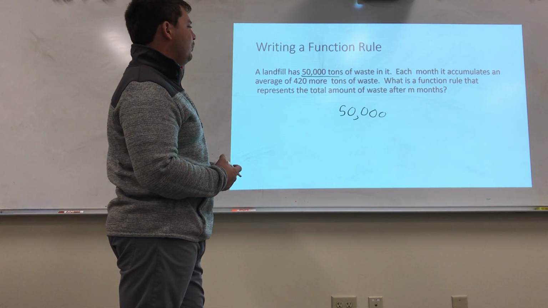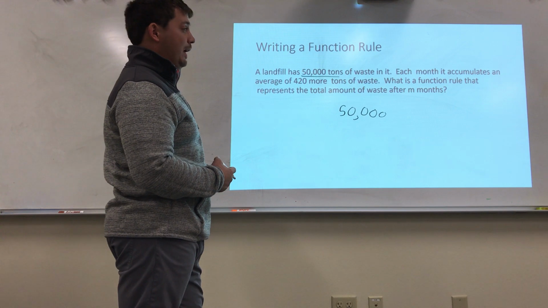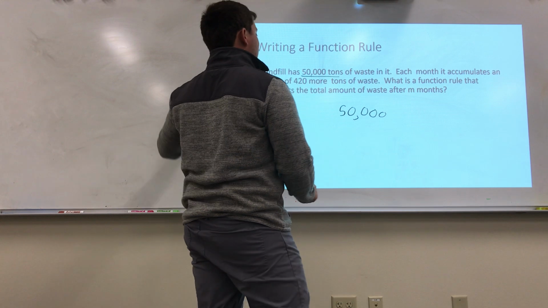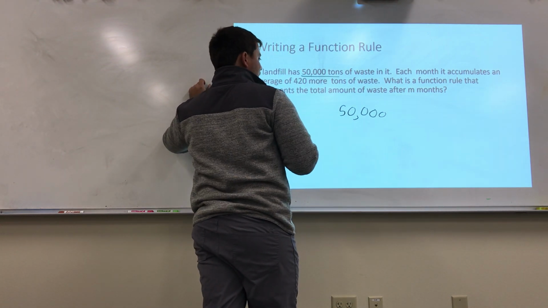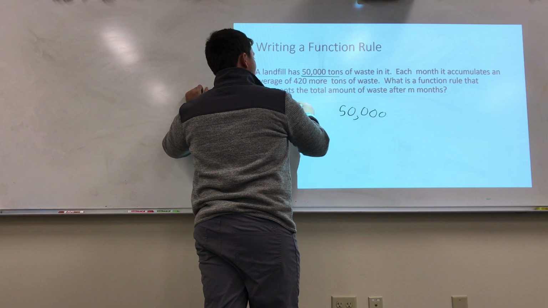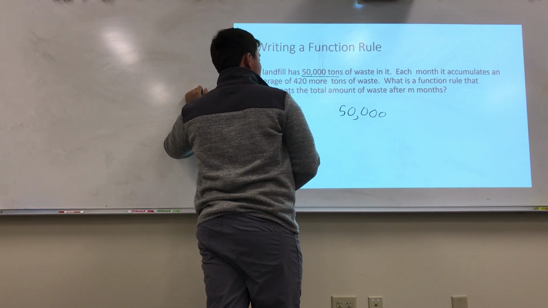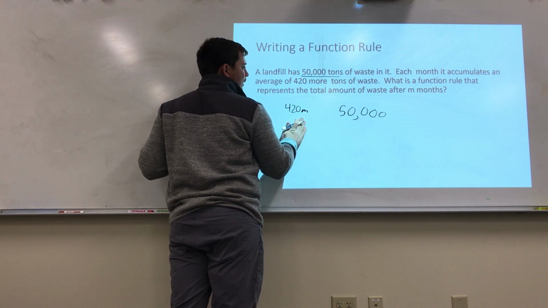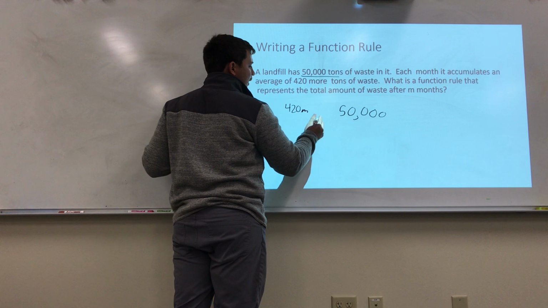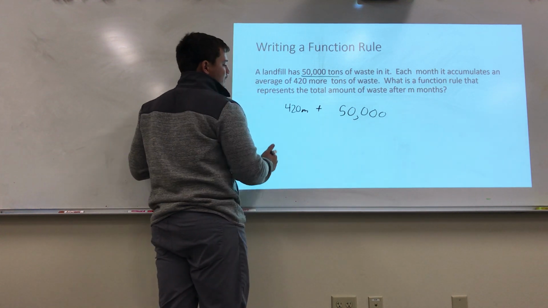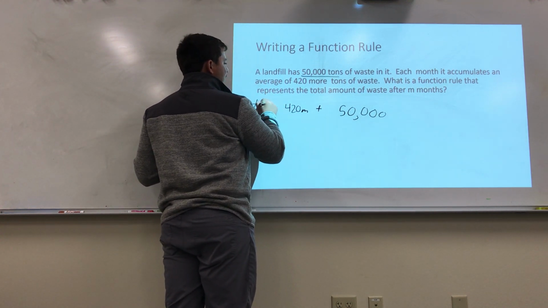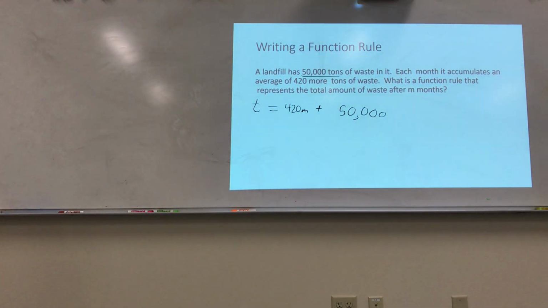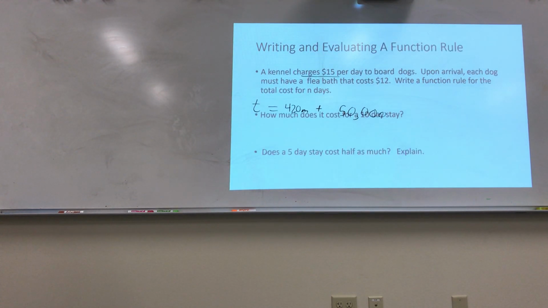Now, how would we ever represent 420 for X number of months? We don't know how many months. It could be 4, it could be 5 until we sub in that. We're trying to create an equation that'll work no matter what I plug in there. Well, 420 is going to happen every month, so I'm going to times that by the number of months. I'm going to throw in M for that so I can sub in whatever number that is, plus the 50,000 is going to get me my total amount of trash that's in the landfill. So that would be the function rule for that one.